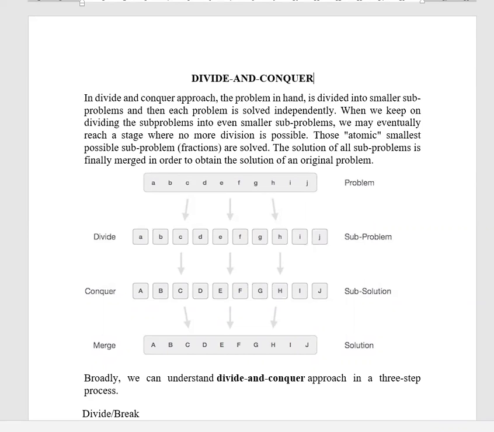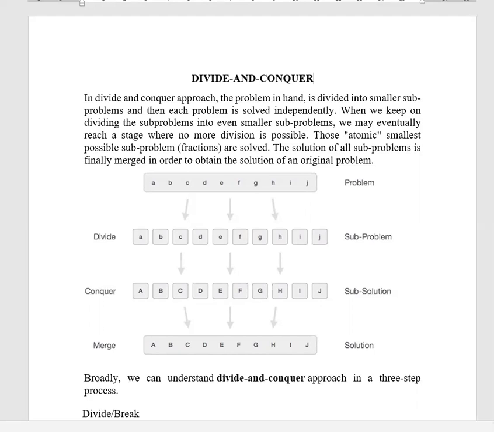So our next topic is divide and conquer technique. So what is divide and conquer technique? In divide and conquer approach, the problem in hand is divided into smaller sub-problems and then each problem is solved independently. Then when we keep on dividing the sub-problems into even smaller sub-problems, we may eventually reach a stage where no more division is possible. So those atomic smallest possible sub-problems or fractions are solved. The solution of all sub-problems is finally merged in order to obtain the solution of the original problem.